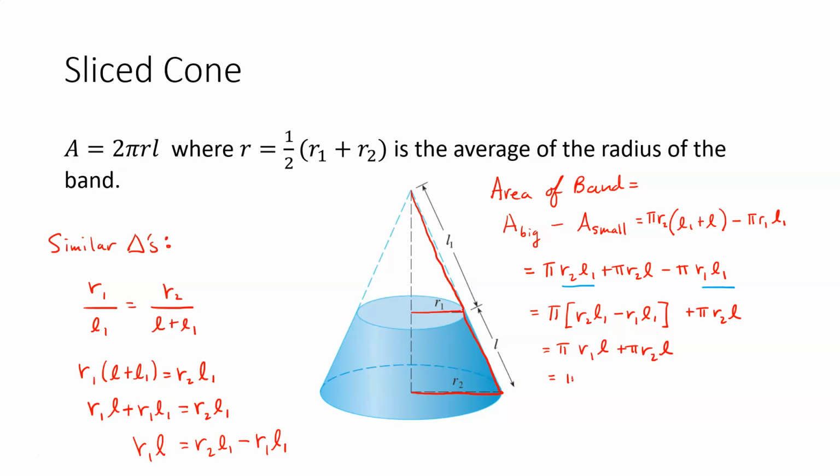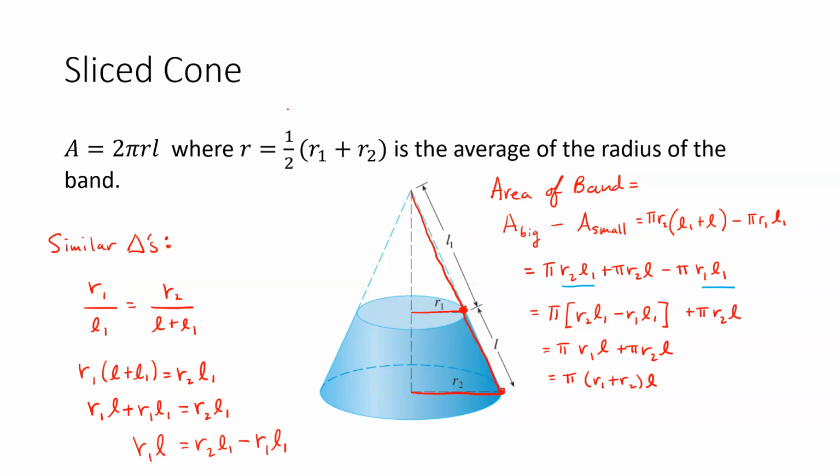And so here we see it's really just pi times R1 plus R2 times the slant height L, which is actually the difference between the large slant height and the small slant height. So L is just the length of the segment that goes from one end of the band to the other.